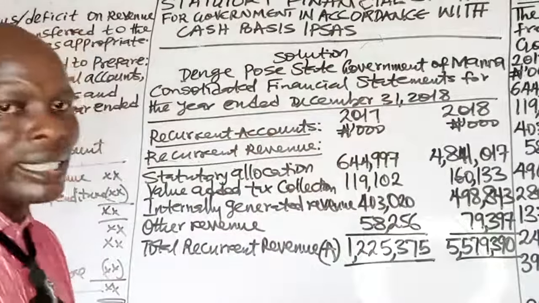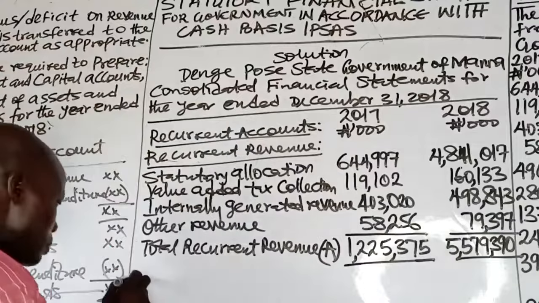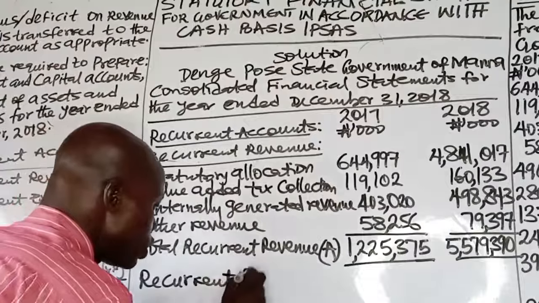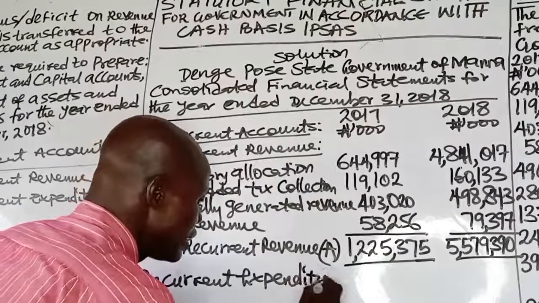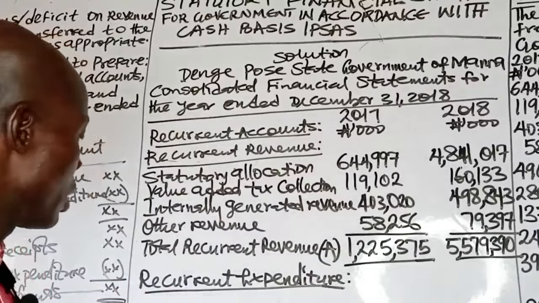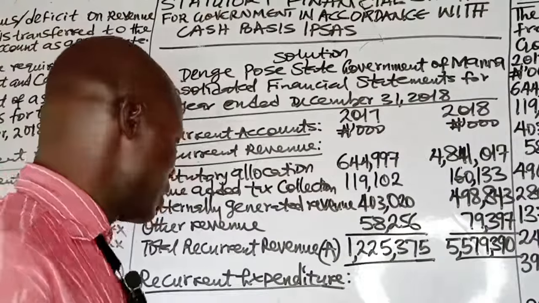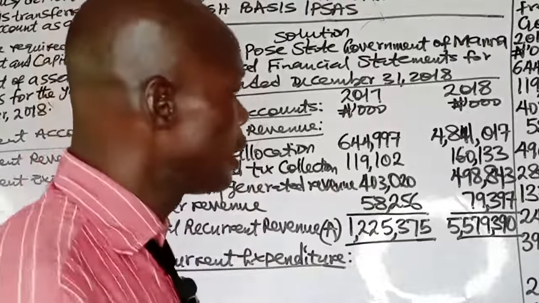After recurrent revenue, the next item is recurrent expenditure. Now let's have recurrent expenditure. I've told you, they are the expenditure incurred regularly in performing the public sector activities. Recurrent expenditure are regular or day-to-day expenditure incurred by the public sector entity. Now back to the question.